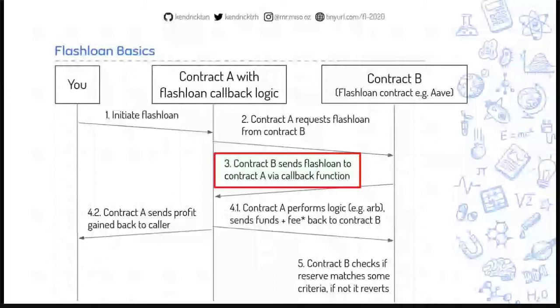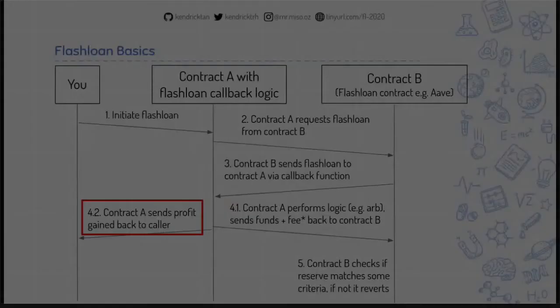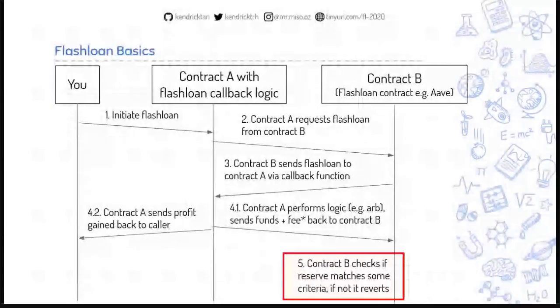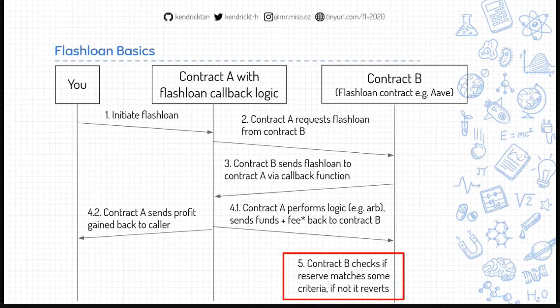Now, since contract A now has the funds, it can perform some kind of logic. So like arbitraging, or I want to swap my debt, or I want to swap my collateral. And once it's done, it sends back the original funds and the fees back to contract B. Optionally, contract A can also send back any additional profits gained back to the caller. And now contract B, which is the flash loan provider, will check if its reserves match some criteria. So for example, the user actually refunded me the amount plus the fees. If that doesn't happen, then it's going to revert and this entire transaction is canceled.